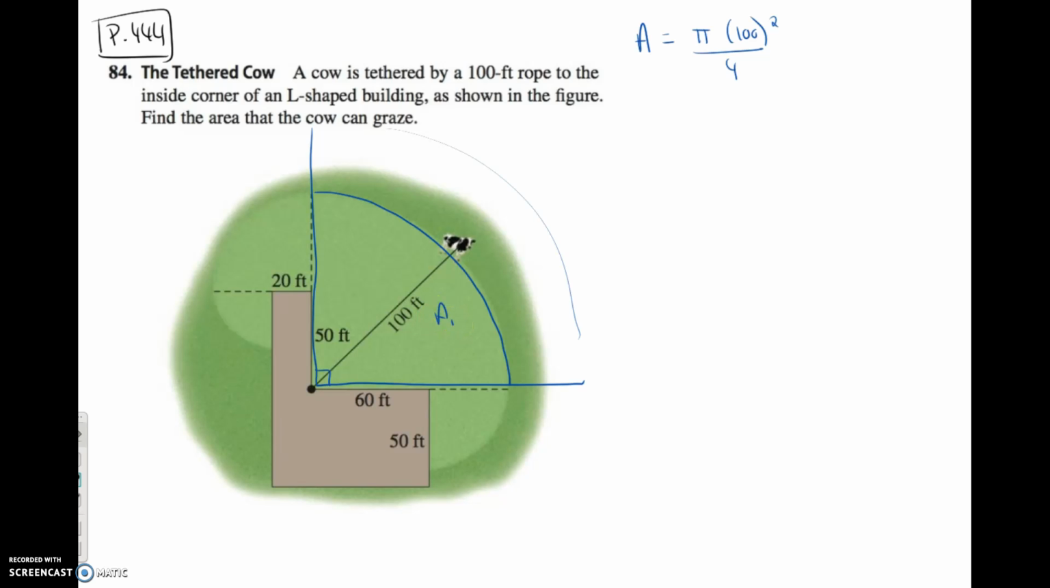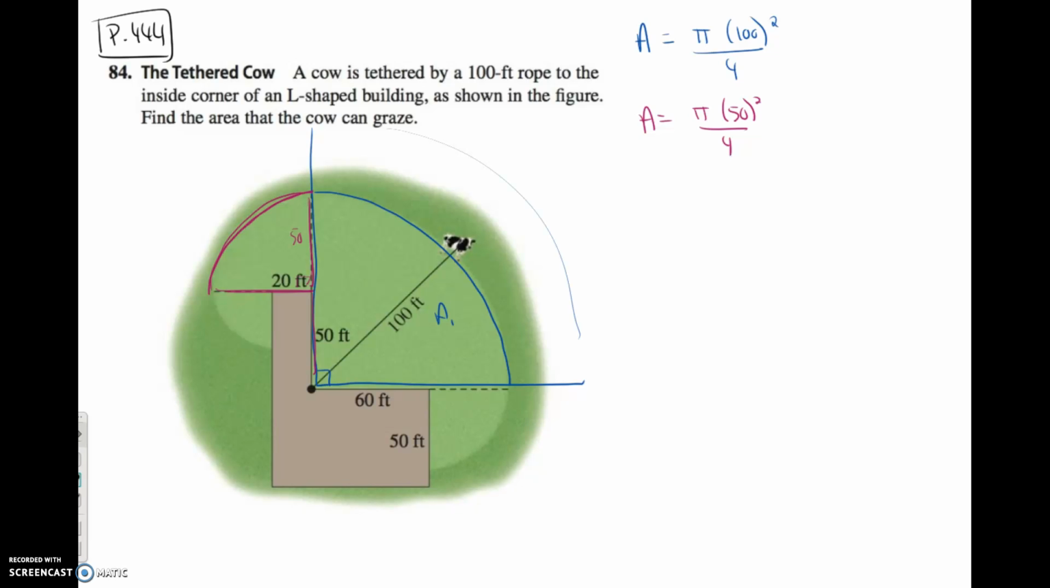Well, the minute the cow or goat or whatever comes to this section, because this distance is 50, now he's only got 50 feet left over. And as he goes in between these two regions, that's basically a circle of radius 50. And again, because of the right angle, that's 1/4 of that area. So the area of that is pi times 50 squared, but again, it's just 1/4 of it.